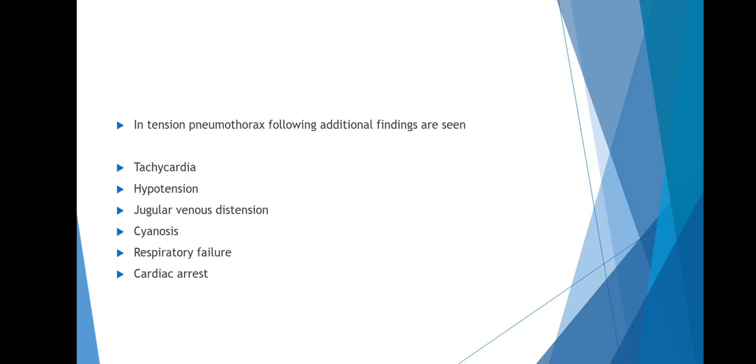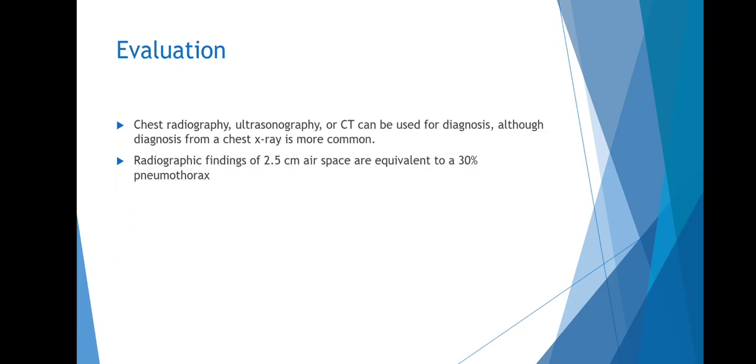In tension pneumothorax, the following additional findings are seen, which include tachycardia, hypotension, jugular venous distension, cyanosis, respiratory failure, cardiac arrest. Evaluation. So for evaluation, we can do a chest radiography, ultrasonography, or a CT scan for diagnosis. However, the common test that's used is just chest X-ray. Often even clinical findings are enough to diagnose a pneumothorax. Okay. However, the common investigation we do is a chest X-ray.